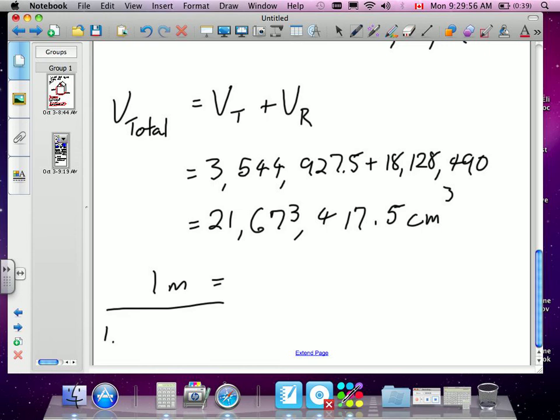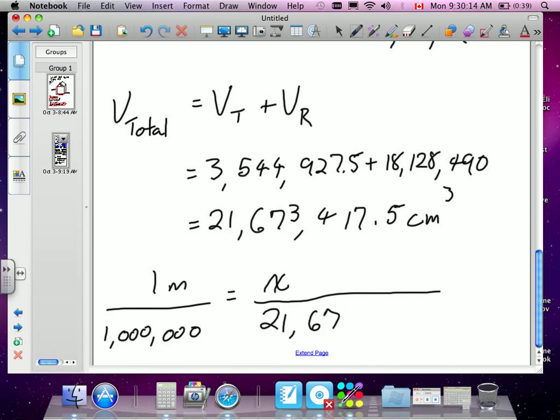Okay? And let's change that sign there. We're trying to find our meters cubed. That would be our x. And our measurement is 21,673,417.5. So we're trying to solve for the x. This is our meters cubed. We know that was 1 cubed, and these were centimeters cubed. This is our measurement cubed, and we're trying to find x meters cubed. Okay? So I can get rid of all those unit measurements and just leave these as terms.